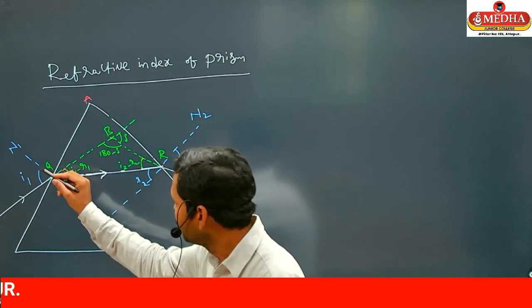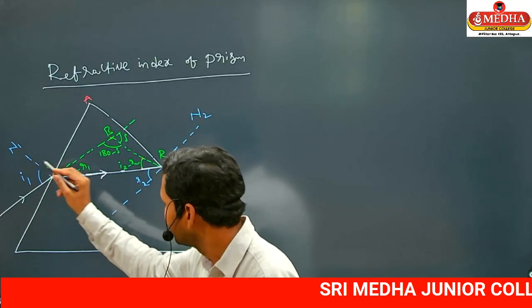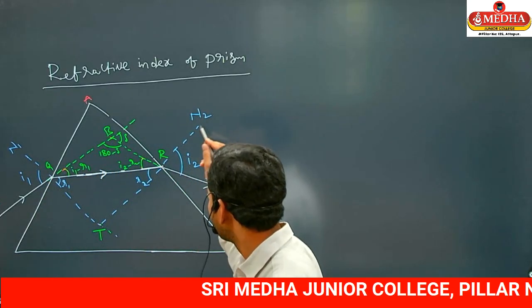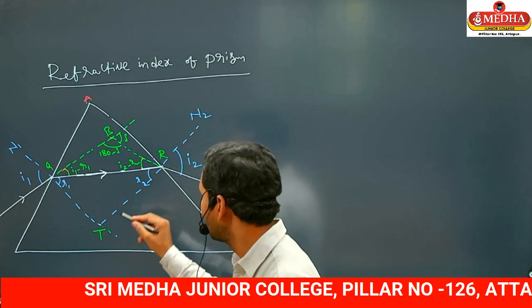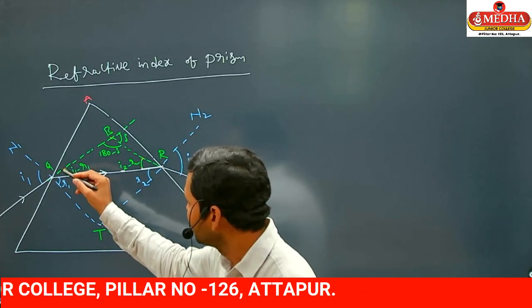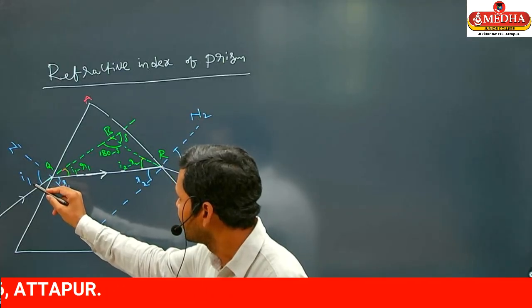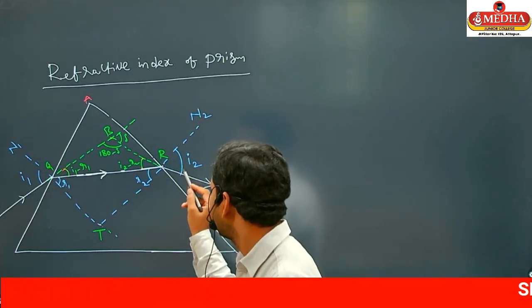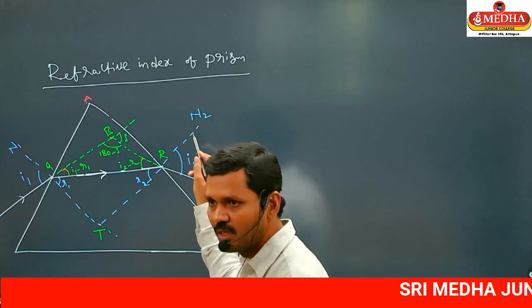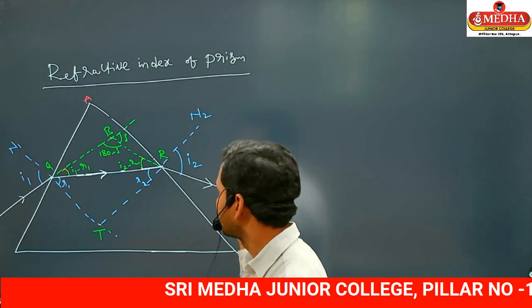Two normals are drawn here: N1 for the first refracting surface and N2 for the second refracting surface. These two normals meet at a point, which is T. Next, the angle between the incident light ray and the normal is called I1, and the emergent angle is I2, the angle between normal N2 and the emergent light ray RS.